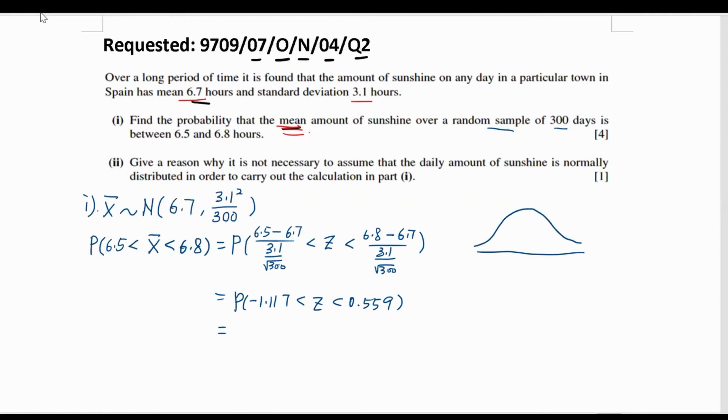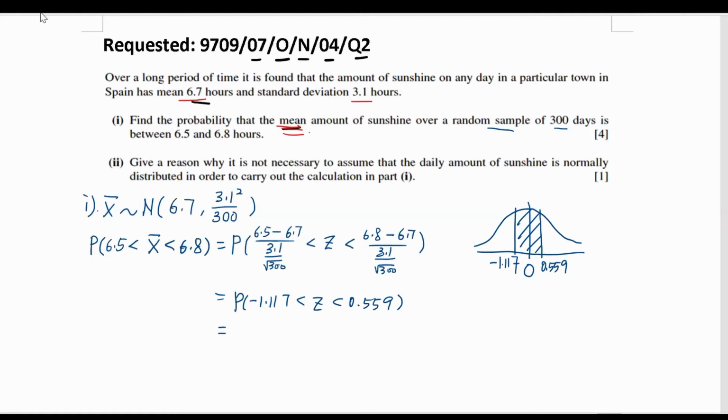So let's say we sketch the standardized bell-shaped curve. In the middle, the mean is 0. So when the z-score is negative 1.117, it's going to be here, negative 1.117. 0.559 is closer to the origin here, 0.559. So this is the area that we want, and this is going to give us the probability.